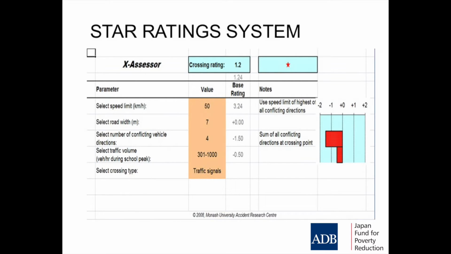That's how star rating systems work, and you could apply the star rating to a crossing outside the front gate, the back gate, a crossing on the corner of the school, the first T intersection that's near the school, wherever children cross the road coming to school.